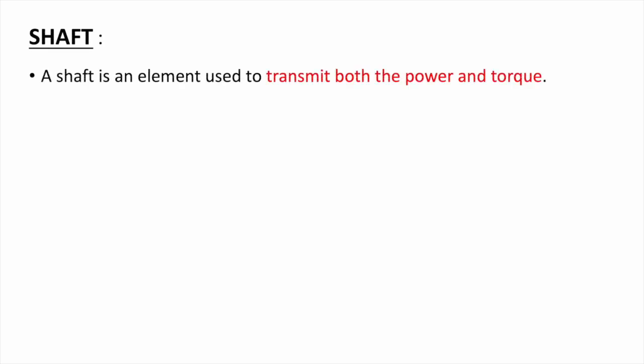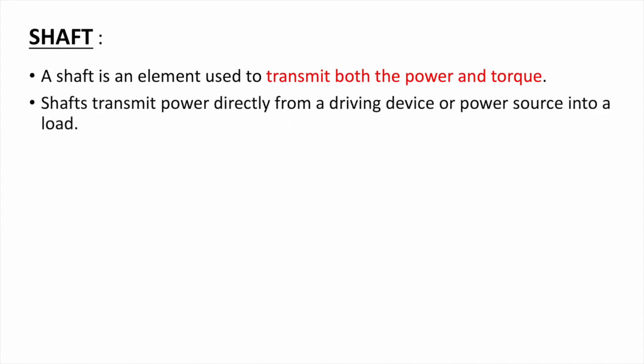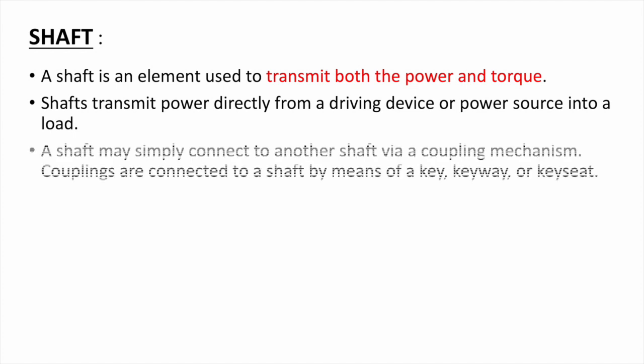A shaft is an element used to transmit both the power and torque. Moreover, shafts are made in different shapes and forms, but most of them have a circular cross-section. A shaft may simply connect to another shaft via coupling. Shaft can carry gears, pulleys and sprockets in order to transmit rotary motion and power via mating gears, belts and chains. Two shafts can be connected together via coupling mechanism.